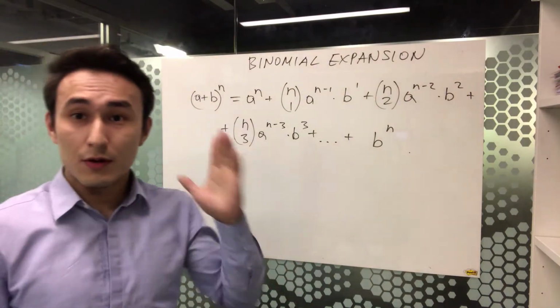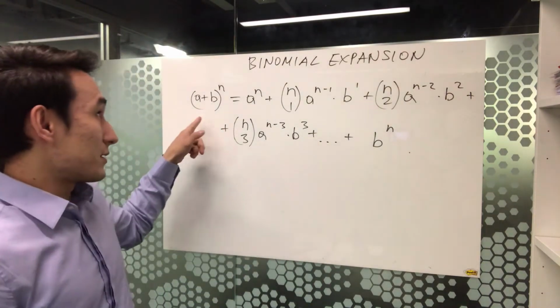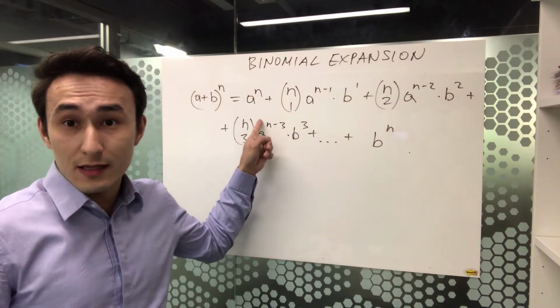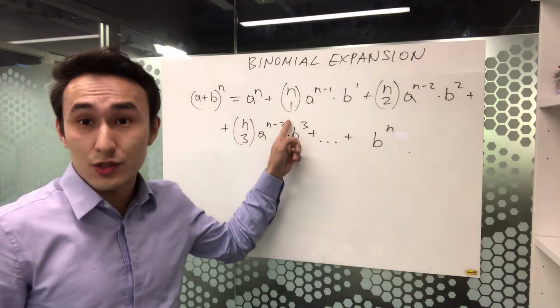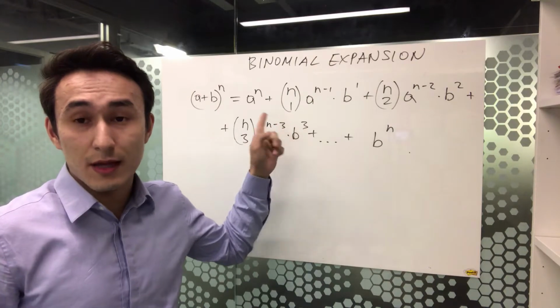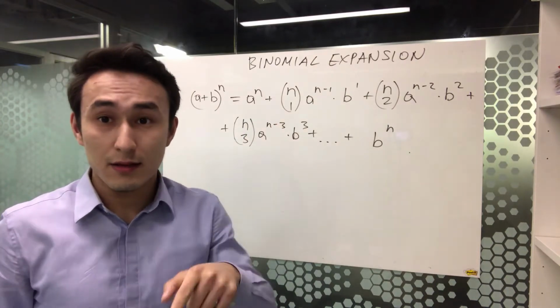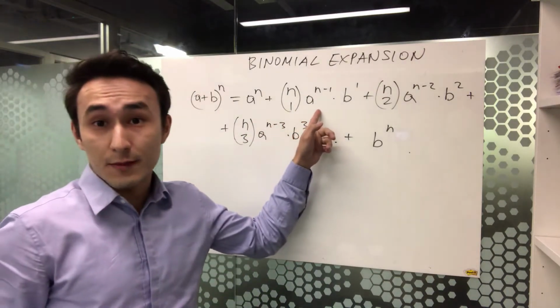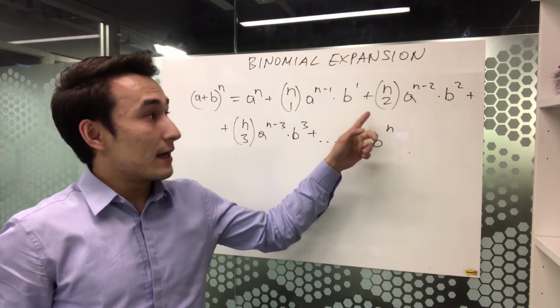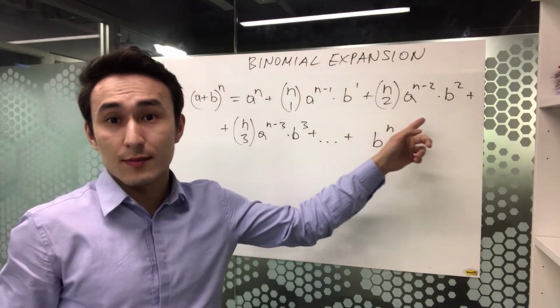First of all, I hope all of you know this formula. (a + b) to the power of n is equal to a to the power of n as the first term, next term is n choose 1. By the way, this n choose 1 can be calculated by using the calculator. And then a to the power of n minus 1 times b to the power of 1, and then n choose 2, a to the n minus 2, b squared.